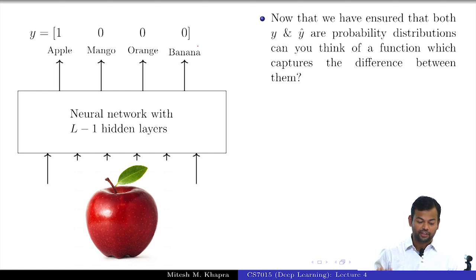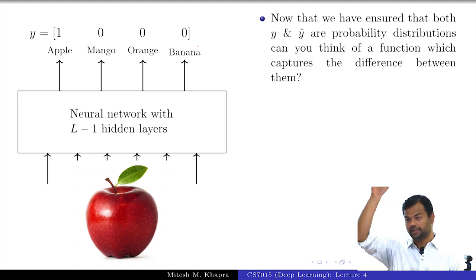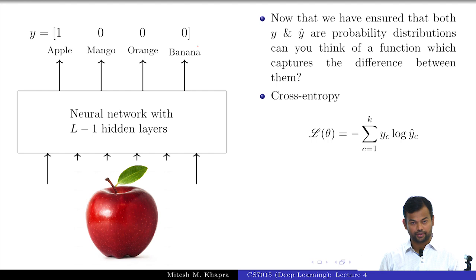And now that we have ensured that y and y hat both are distributions, what is the objective function that we are going to use? Cross entropy. How many of you are convinced it's cross entropy? We have two distributions now. We saw that a principled way of computing the difference between two distributions is the cross entropy. So we'll use the cross entropy.